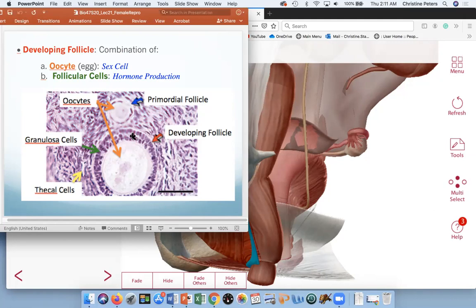Then after ovulation, these follicular cells remain behind and become a hormone producing factory. At that point, we'll call it the corpus luteum. We'll talk about that in just a minute. So this is some thecal cells. These are connective tissue cells that surround the follicles as they're developing. And then the granulosa cells are the cells that are collectively referred to as the follicular cells, the actively hormone producing cells.